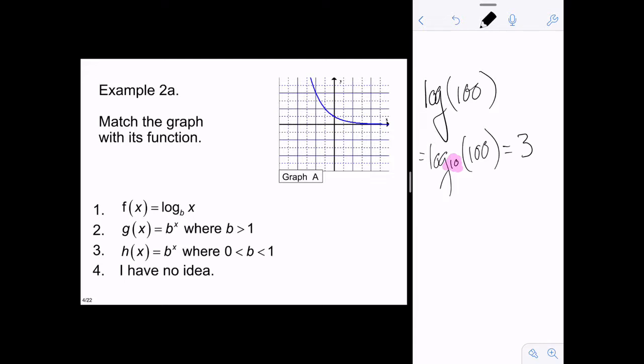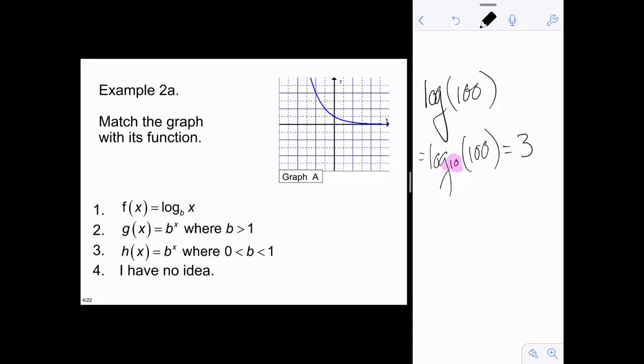We have h of x, and h of x is equal to b to the x, where b is between 0 and 1. So it's some kind of fraction. Remember, that's the one we call exponential decay. So I've got a logarithm, exponential growth, and exponential decay. Take a second, pause the video. Which one do you think graph A is? Which one do you think graph B is? And which one do you think graph C is? Then come back and see what we got.